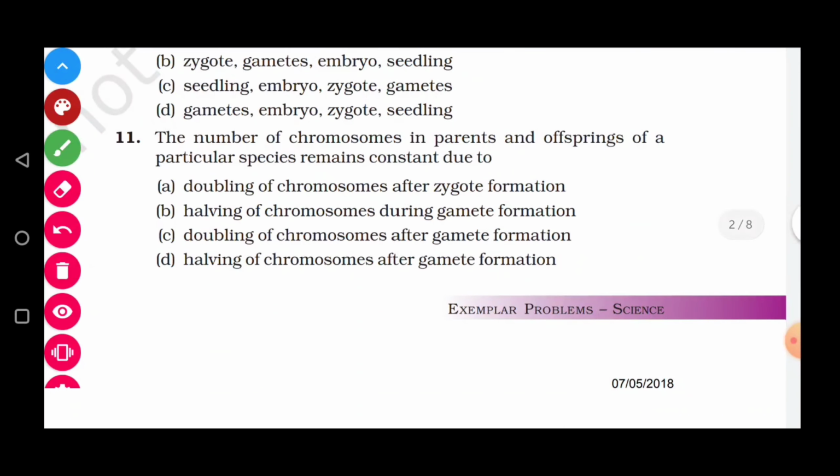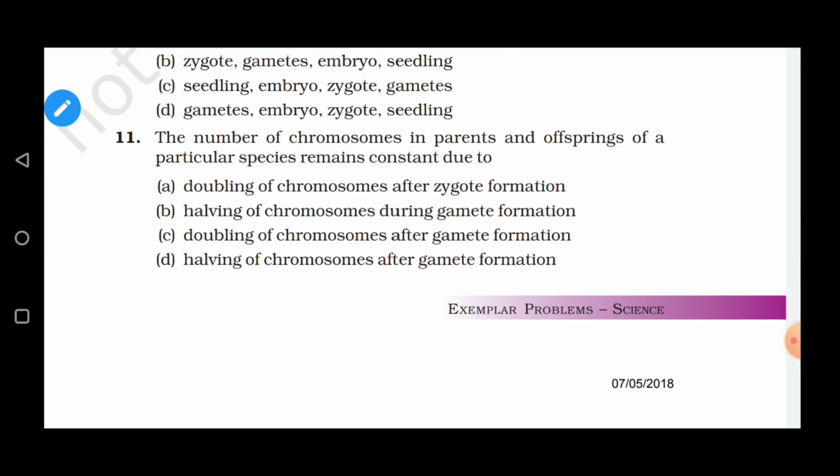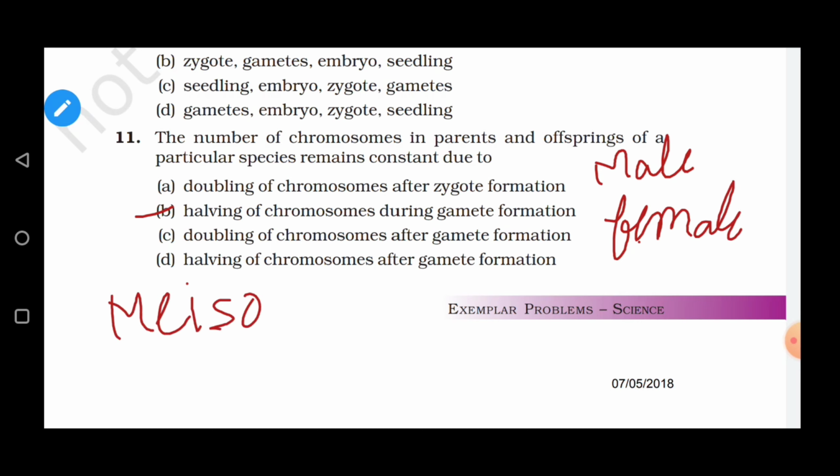The number of chromosomes in a parent and offspring of a particular species remain constant due to. एक offspring के अंदर क्रोमोसोम जो होते हैं पेरेंट से ऑफस्प्रिंग में जब ट्रांसमिट होते हैं तो वो एक पर्टिकुलर स्टेज पे या पर्टिकुलर लेवल में कांस्टेंट कैसे रह पाते हैं? The reason of this is the halving of chromosomes during the gamete formation. We know that during the gamete formation, male gametes and female gametes form. These gametes are formed due to the process of meiosis. यहाँ पे मियोसिस डिवीजन होता है and due to this meiosis division the number of chromosomes gets reduced.